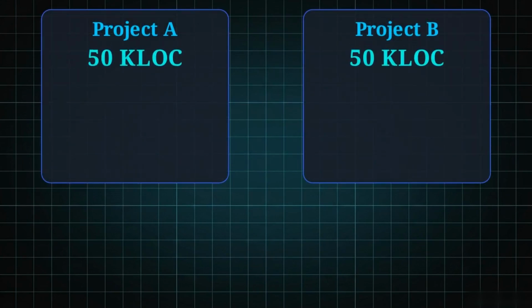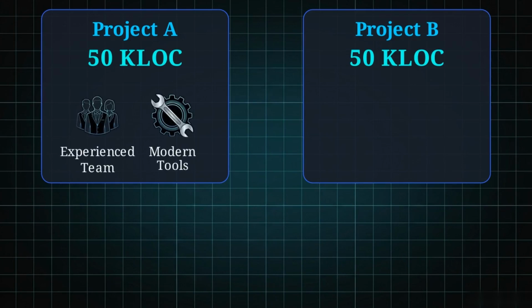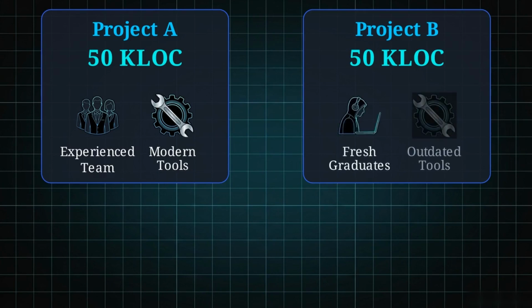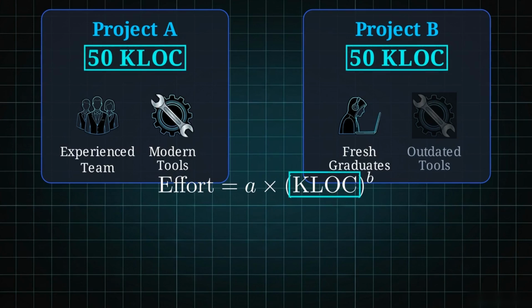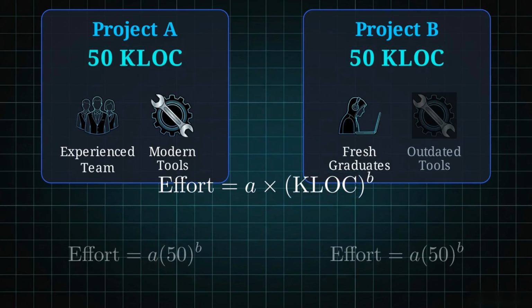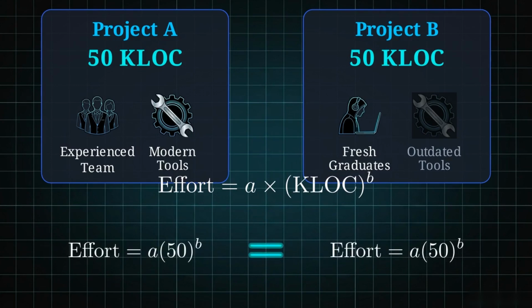Let's look at two 50K LOC software projects. Project A has highly experienced developers and modern tools. Project B has fresh graduates and outdated tools. If we run this through the basic COCOMO model, the estimate relies on only one input, software size. Because both projects are exactly 50K LOC, the model calculates the exact same required effort for both. But experience tells us that Project B is going to require much more time and energy.